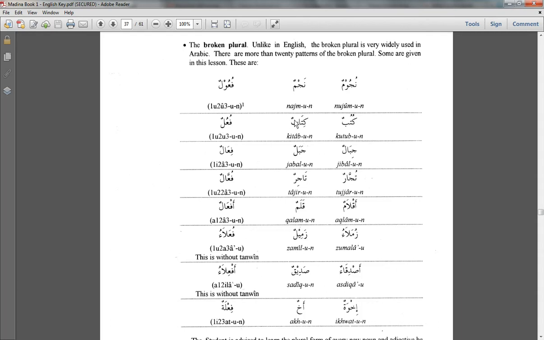Fu'ulun, kitabun became kutubun, meaning the alif was deleted, so it lost its form. Fi'alun, jabalun, jibalun. Fu'alun, tajirun, tujjarun. أفعال قلم أقلام. فعلاء زميل زملاء. أفعلاء صديق أصدقاء. فعلة أخ إخوة. So إخوة is on the wazn of فعلة.